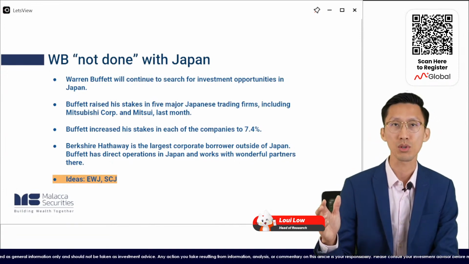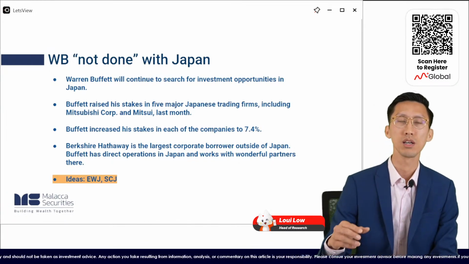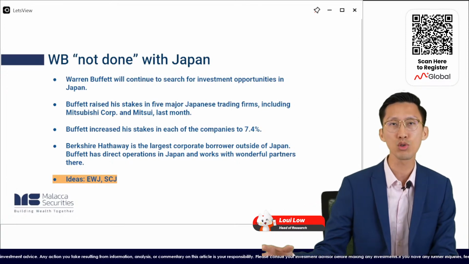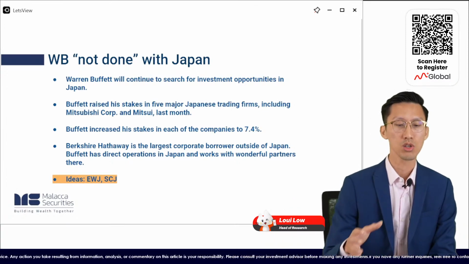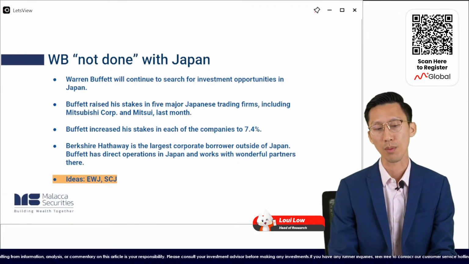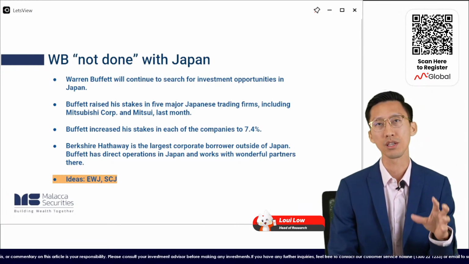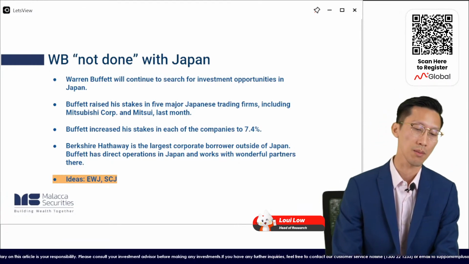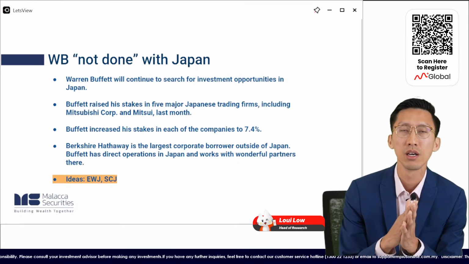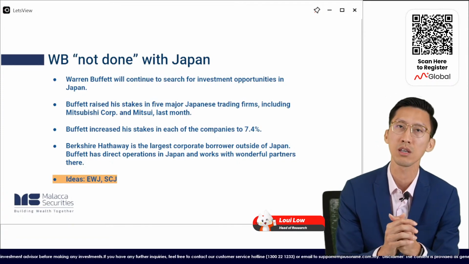The ideas given around that time were EWJ and SCJ, which are ETFs that have exposure to Japanese companies. EWJ, I think, is the big cap, or the whole Japanese ETF, but SCJ is for small cap Japanese companies. That is the whole idea behind these slides from a few weeks back.